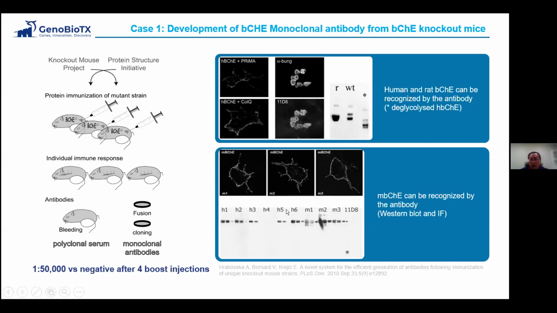For the bottom one, you can see a Western blot analysis of the mouse BCHE antigen.